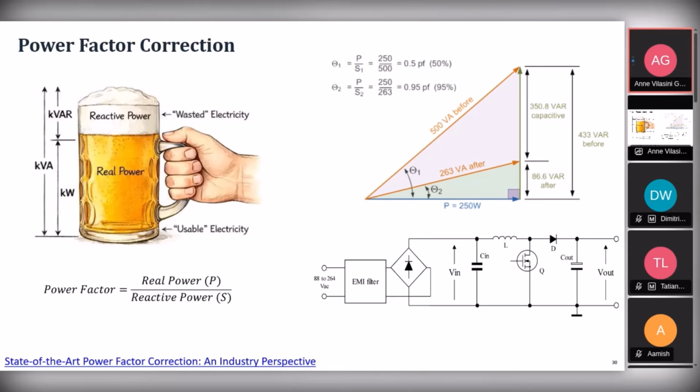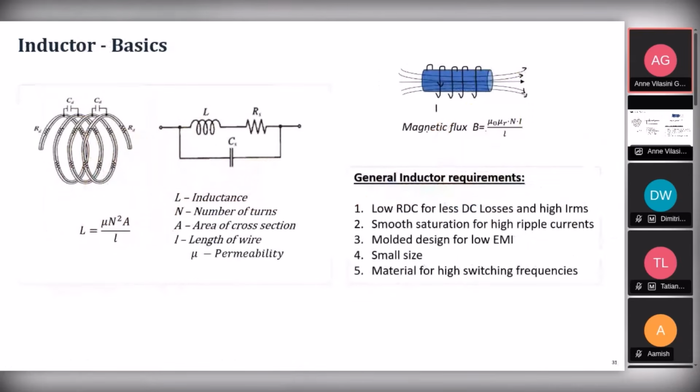There are several topologies, but the most simple one is a boost PFC. So it's a boost converter. At the same time, it's shaping the input current so it follows the voltage. And that's the PFC stage in our onboard charger. Here the important components are the inductors and also the input and output capacitors.